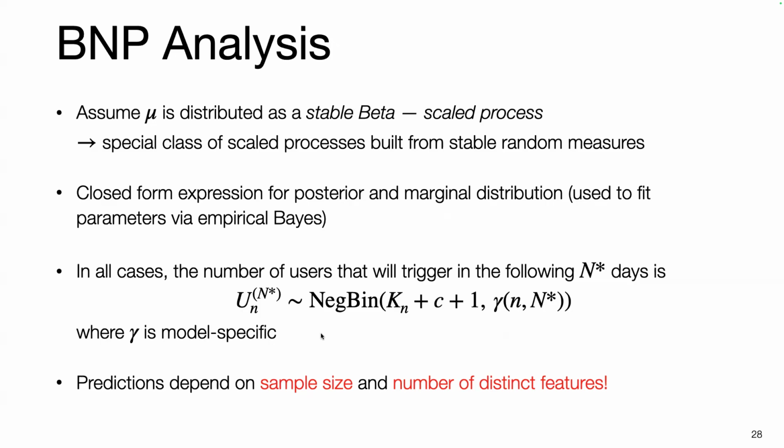And so in this case, we have that predictions depend both on the sample size and the number of distinct features. And so we have enriched the predictive distribution compared to what happens if we were to assume a completely random measure prior.